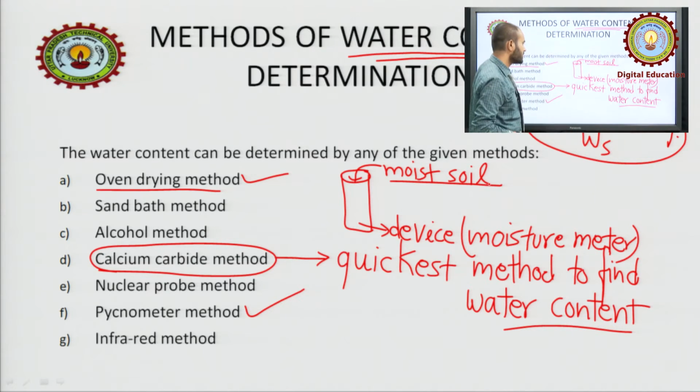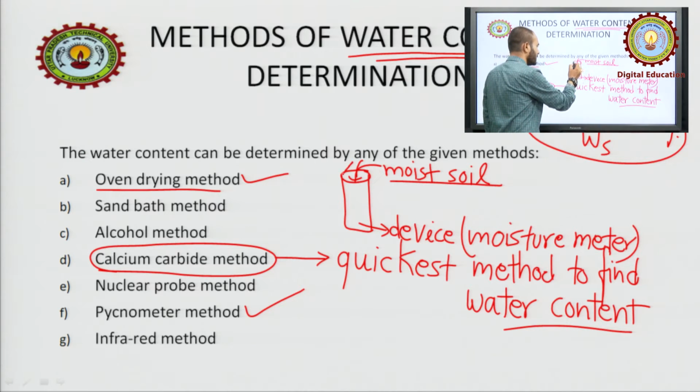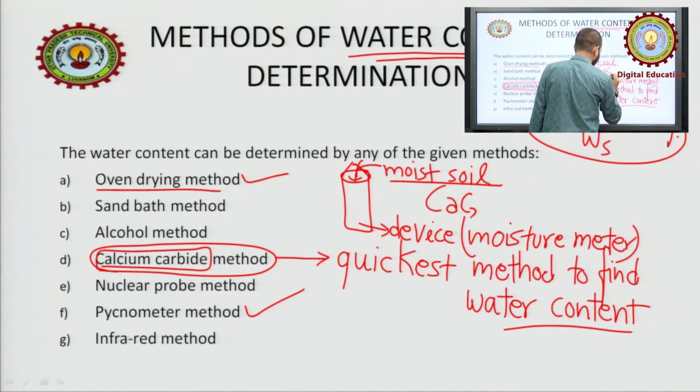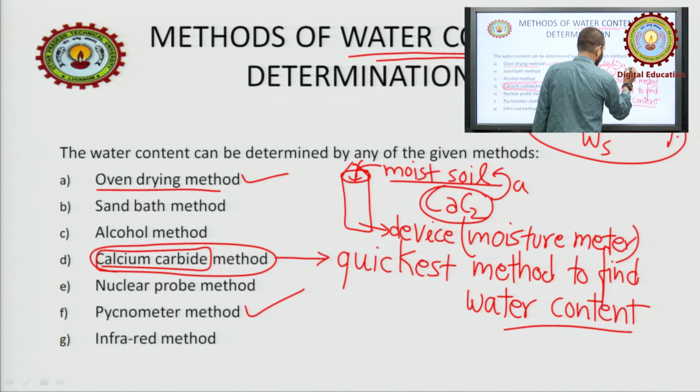Then what happens? The lid is closed. Okay, the lid is closed. Before closing the lid, we add calcium carbide to it. What is calcium carbide? CaC2. Okay, this is added to this.